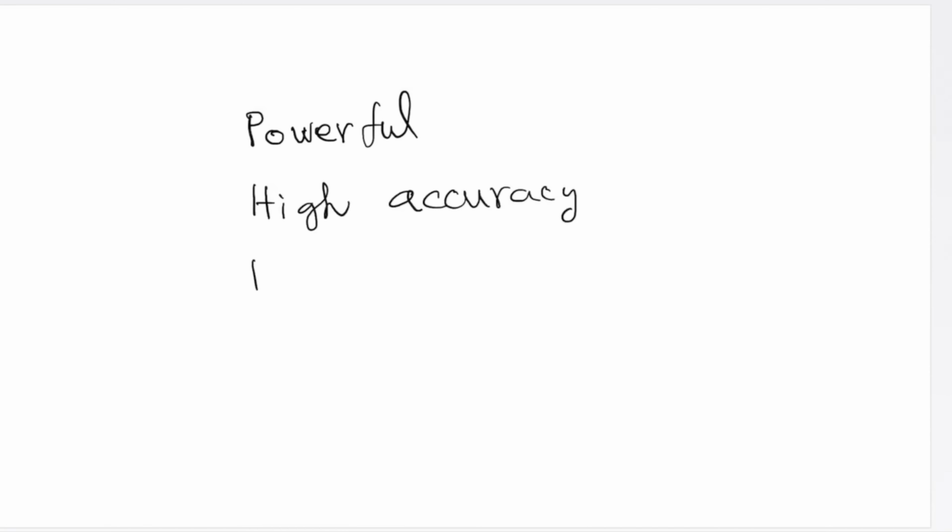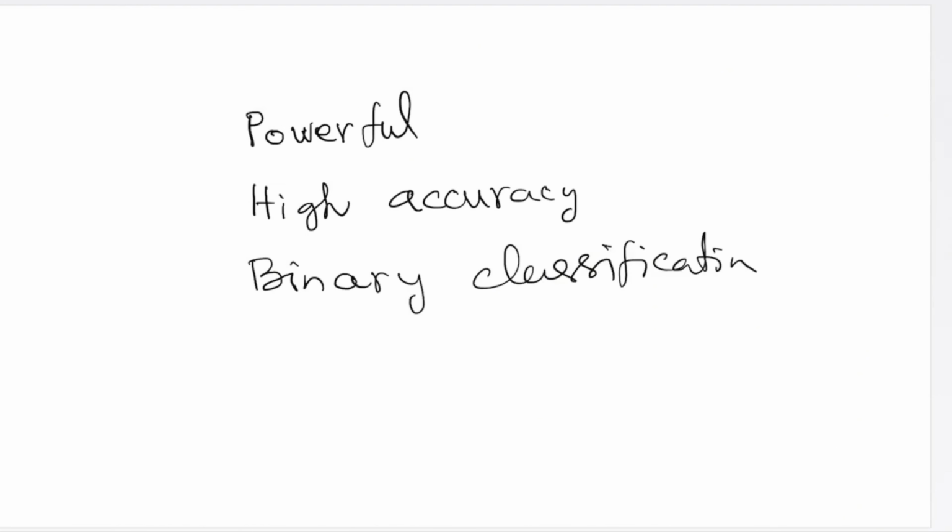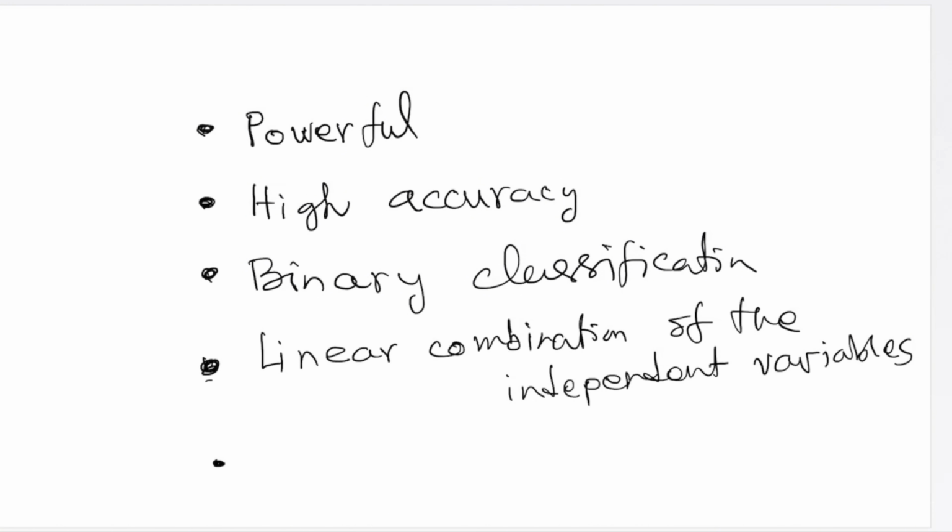Logistic regression-based classification is very powerful. In real datasets, it has high accuracy. It is a binary classification mechanism. This classification technique relies on linear combination of the independent variables. It uses a standard logit function to convert the linear combinations to probabilities.